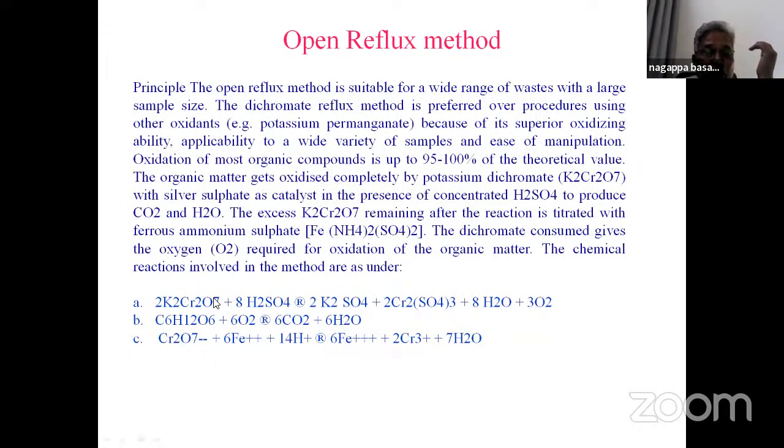We are taking dichromate solution in acid. We are adding a known quantity of sample. Then we have to boil it at 150 degrees for 2 hours. All organic matter is oxidizing. This is the chemical reaction involved in the oxidation process.